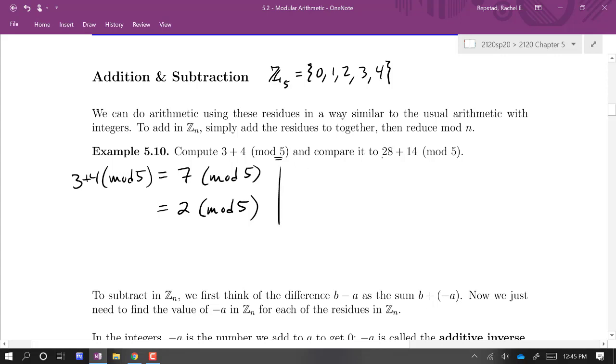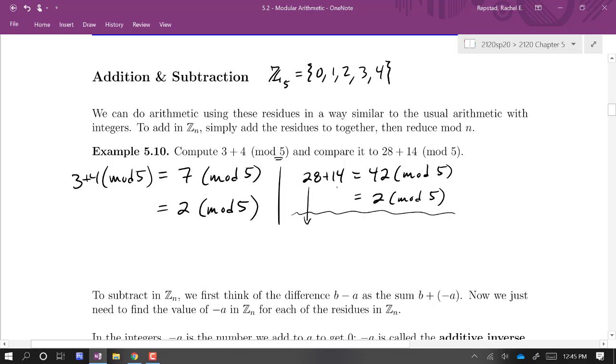Now, this other addition, so we have 28 plus 14, we could do the same thing. This gives us 42. And 40 is a multiple of 5, so this reduces to 2 mod 5 as well. Now, one thing I'd like you to observe here is that 28, if we reduce both of these mod 5, 28 is 3 mod 5.